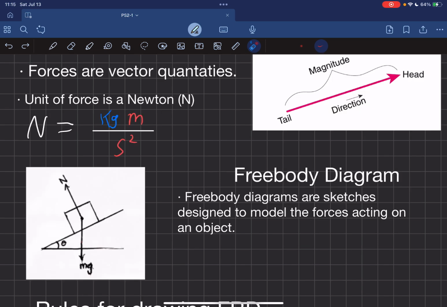Some terminology for vectors are the tail and the head. So the tail is where the vector starts, and the head is where it is pointed to. It's the head of the arrow tip.